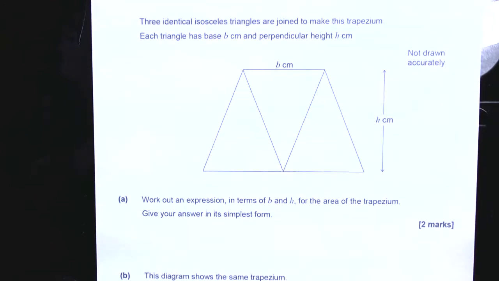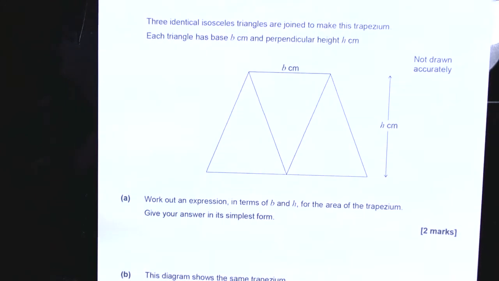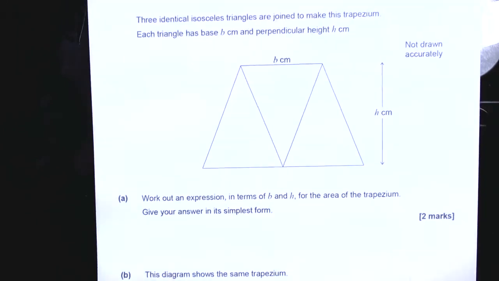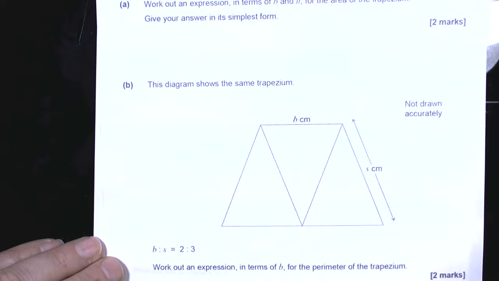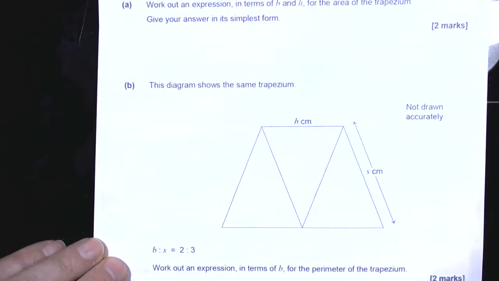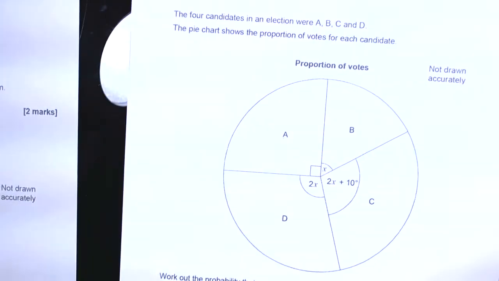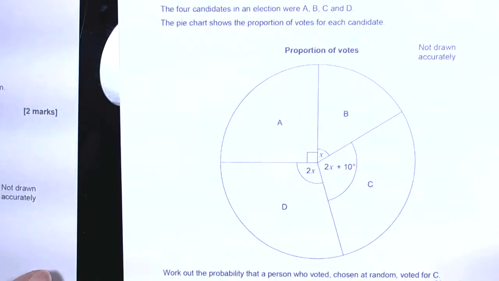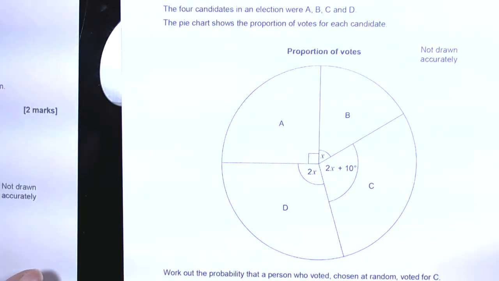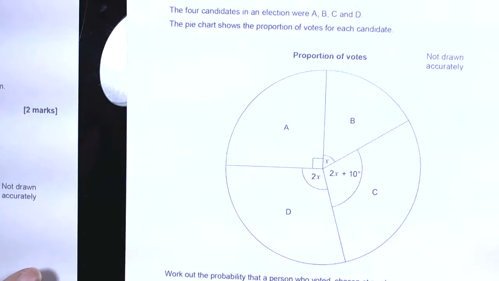So this question is in two parts. So there's the first part. There's the second part. Next question involves a pie chart, mixing it with a probability.